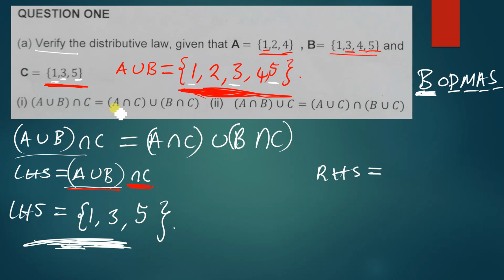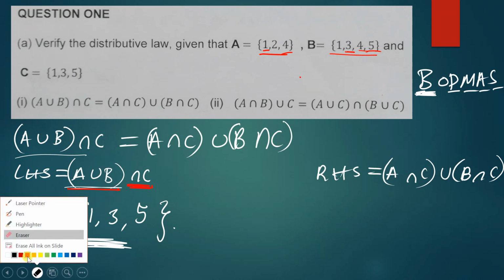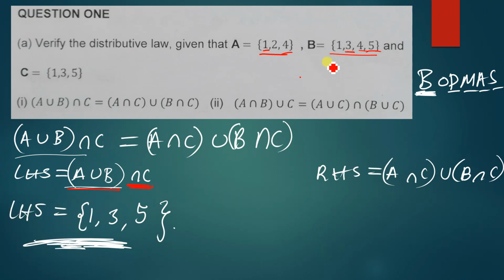So the right hand side is simply just this part, which is A intersection C and then union B intersection C. So let us first find A intersection C. So first find what is in the first set of brackets there. So we have A intersection C there. So how do we find A intersection C? We simply look for the common elements between A and C.